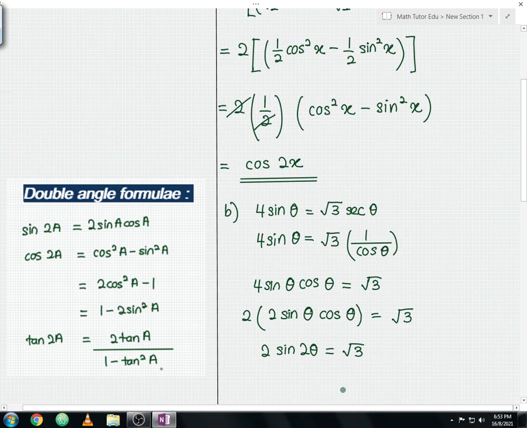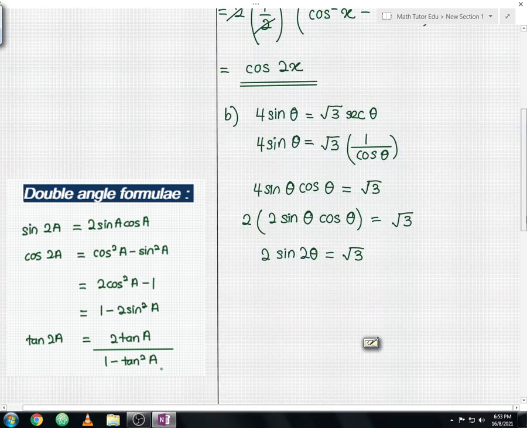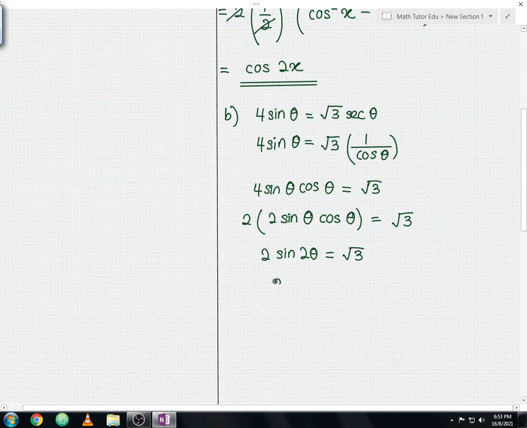So from here up until now, I hope you guys are clear about this. This step until now, I hope you guys understand. So from here onwards, you need to be slightly careful, guys. So from here, to find the sin 2 theta, the square root 3 you divide with 2.